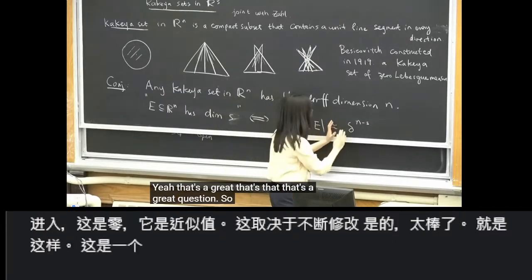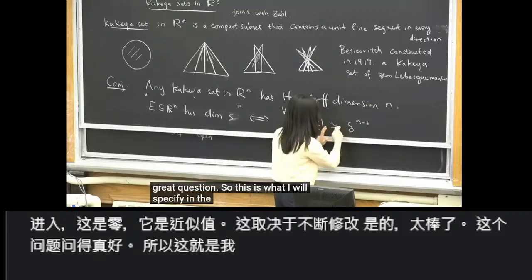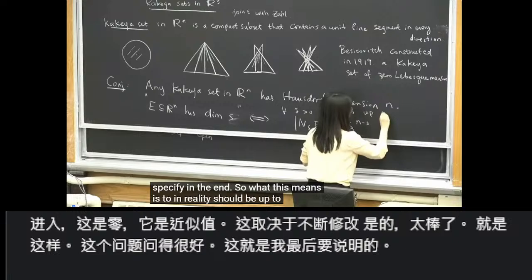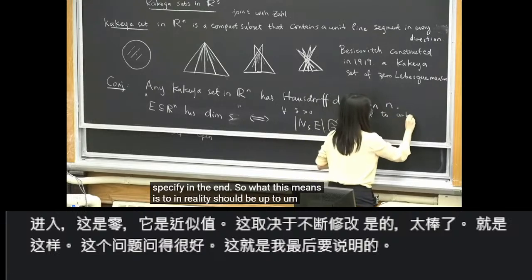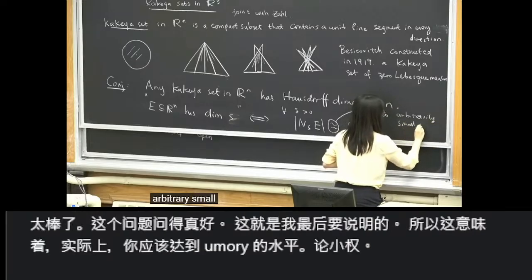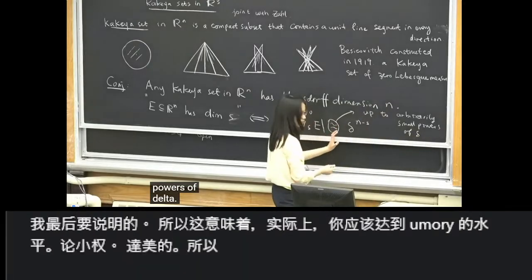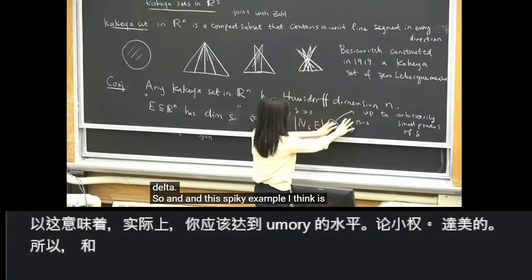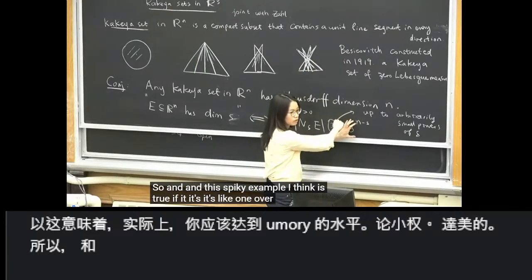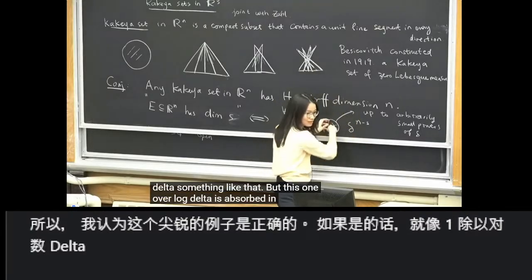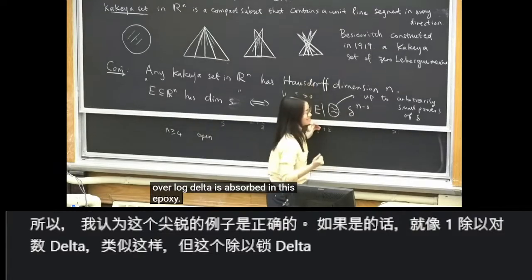Yeah, that's a great question. So this is what I will specify in the end. What this means is, in reality, it should be up to arbitrary small powers of delta. And in this spiky example, I think it's true if it's like 1 over log delta, something like that. But this 1 over log delta is absorbed in this approximation. Okay. Thanks for the question.